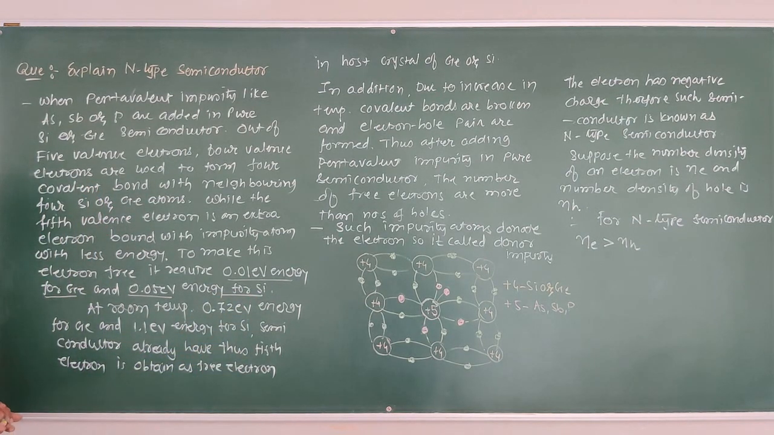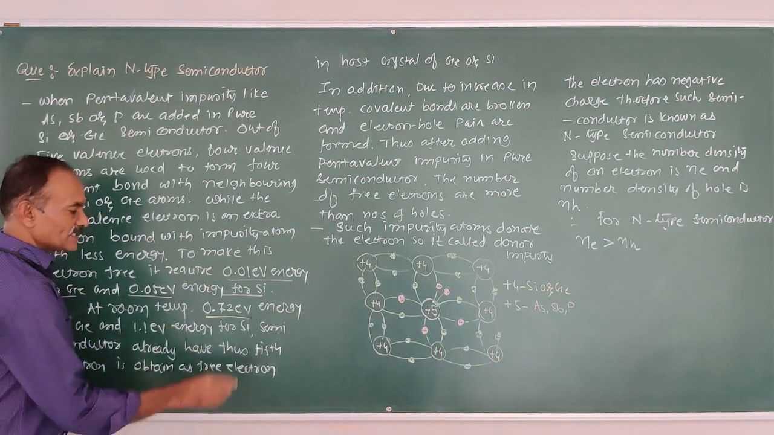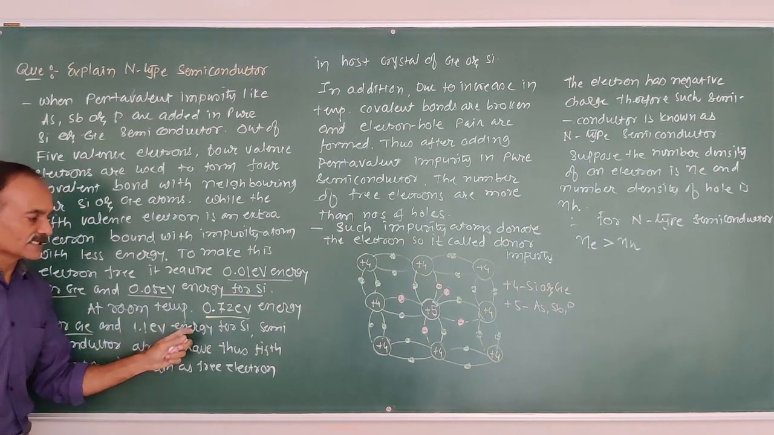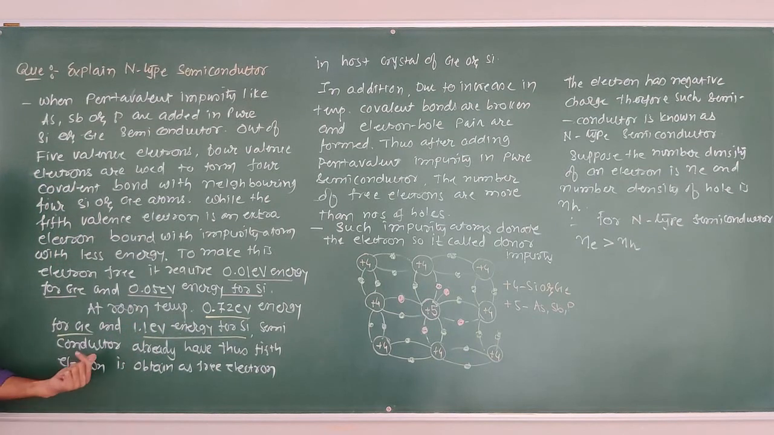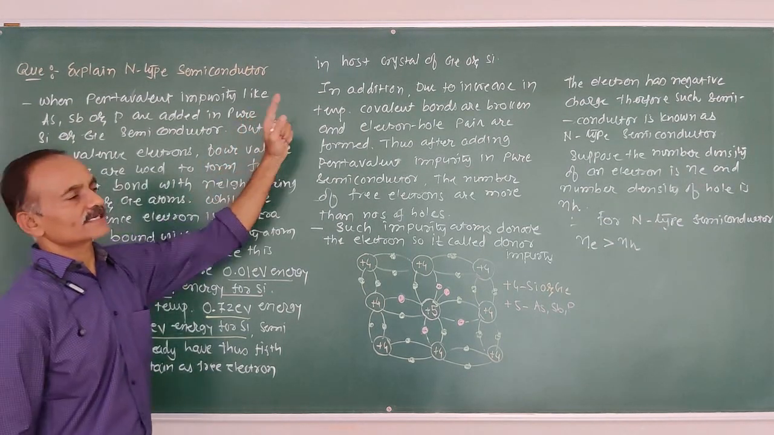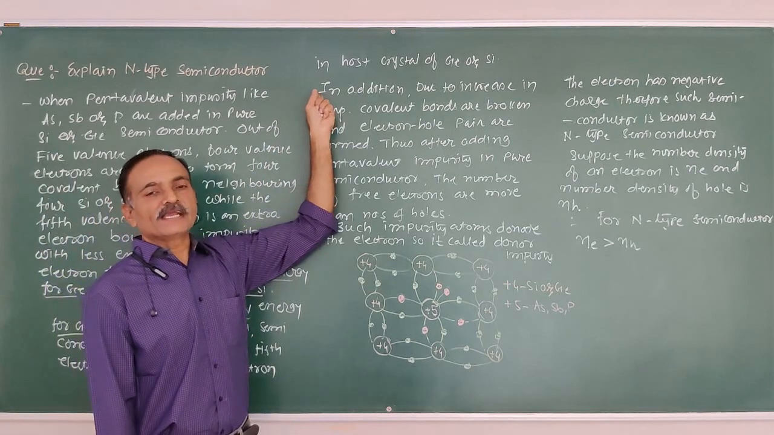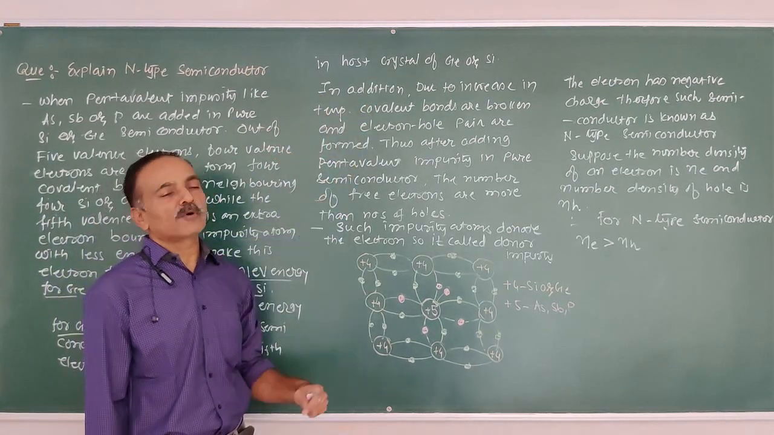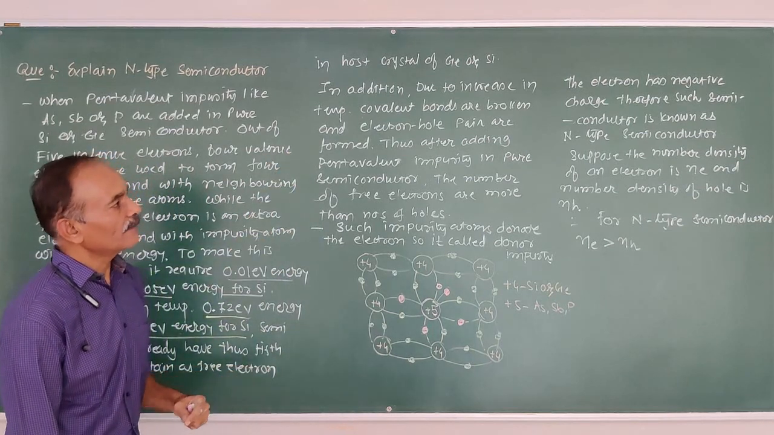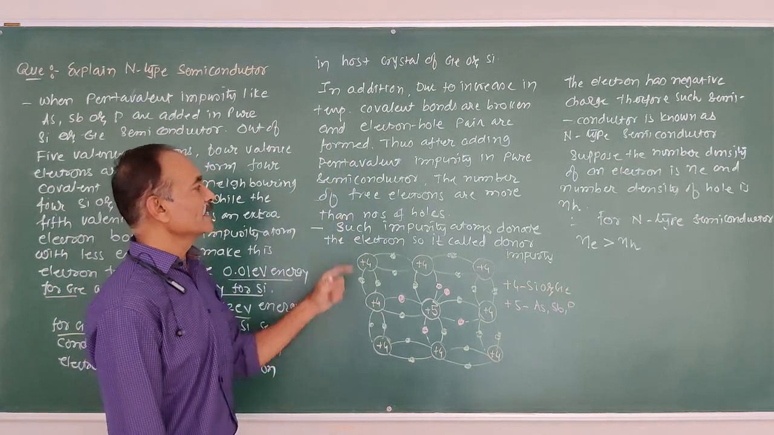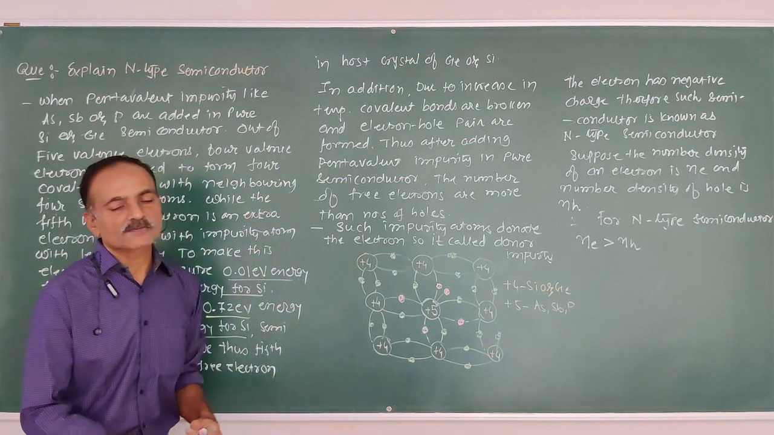But at room temperature, the 0.72 electron volt energy for germanium and the 1.1 electron volt energy for silicon, the semiconductor already has. Thus, the 5th electron is obtained as a free electron in the host crystal of germanium or silicon. In addition, due to the increase in temperature, several covalent bonds are broken and electron-hole pairs are formed. Thus, after adding the pentavalent impurity to a pure semiconductor, the number of free electrons is more than the number of holes.